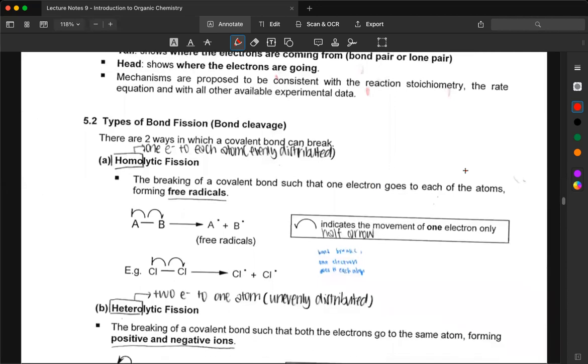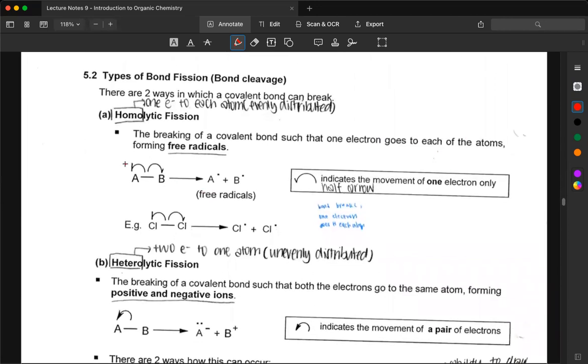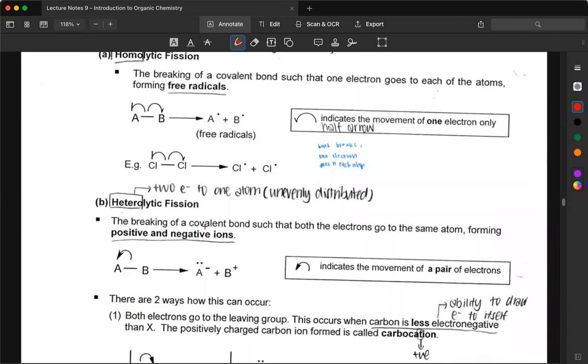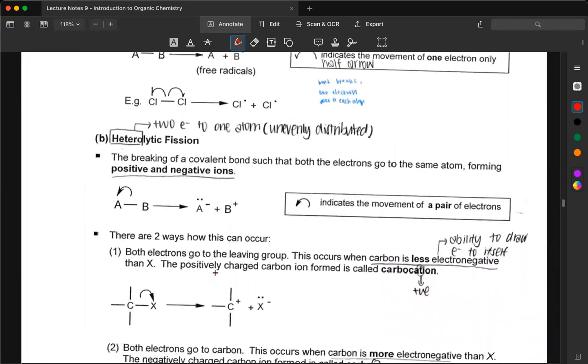First one, homolytic fission. So in the breaking of covalent bonds such that 1 electron goes to each atom, they form radicals like this. So you represent it in this way, and you show a half arrow to show the movement of 1 electron. If it's heterolytic fission, meaning the breaking of a covalent bond such that both electrons go to the same atom, it forms positive and negative ions as a result. So this is a full arrow to show movement of a pair of electrons.